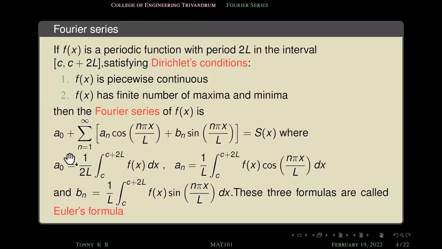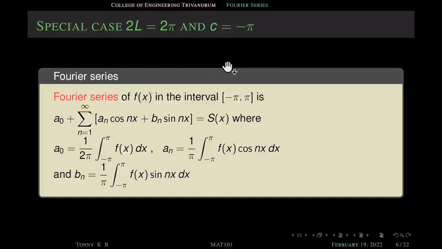We know that this is the general Fourier series representation of a periodic function f of x, defined in the interval c to c plus 2l. Also, we have seen a special case of Fourier series, that means c equal to minus pi and 2l equal to pi. In this case, the Fourier series representation is like this. Here the function is defined in the interval minus pi to plus pi.